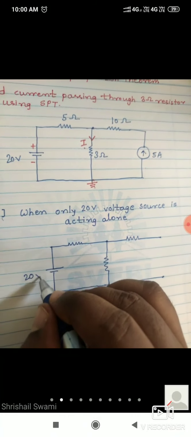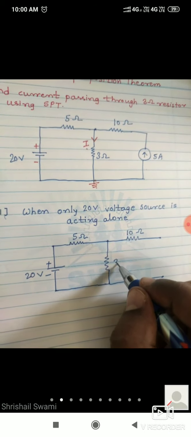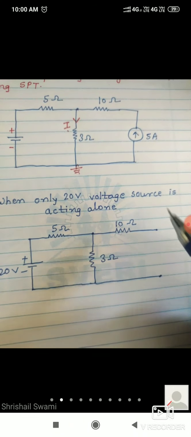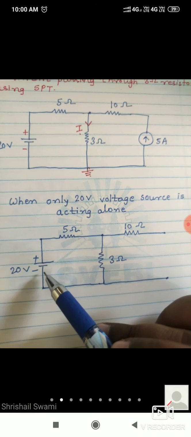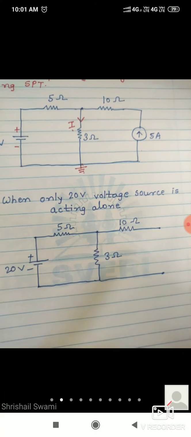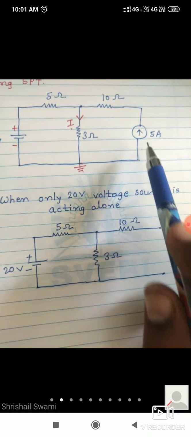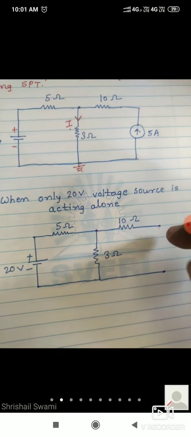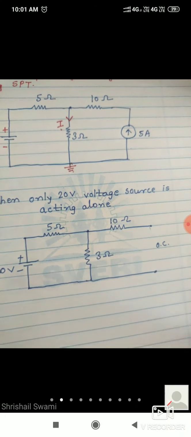Okay, now this 20 volt is present, plus minus, this is 5 ohm. Resistors will be as it is, suppose this will be 3 ohm. Now what about this current source? This is an ideal current source. When we are considering one source at a time, all ideal voltage sources are replaced by short circuit. Is there any other voltage source? No. All ideal current sources are replaced by open circuit. This is a current source, so this has to be kept open. I will remove it and make it open. So this will be the open circuit. The current source is replaced by open circuit.